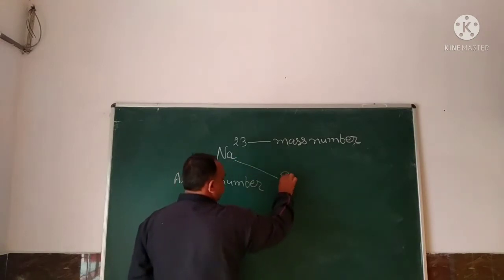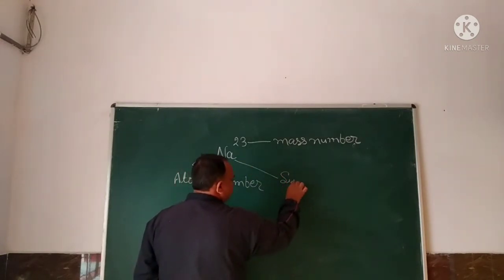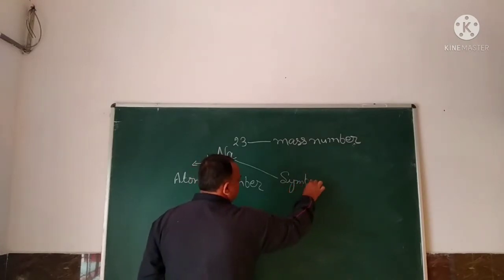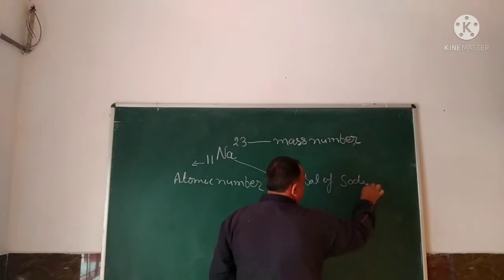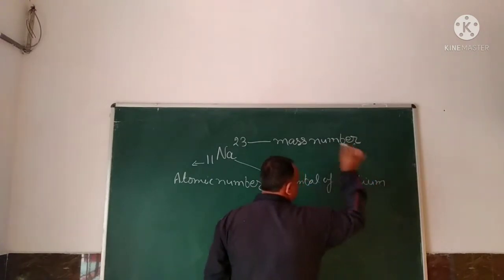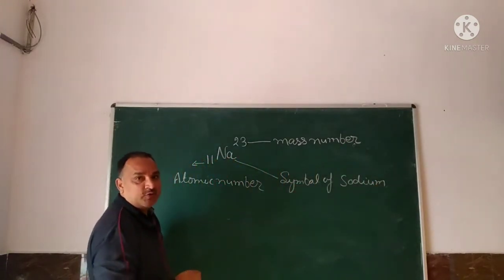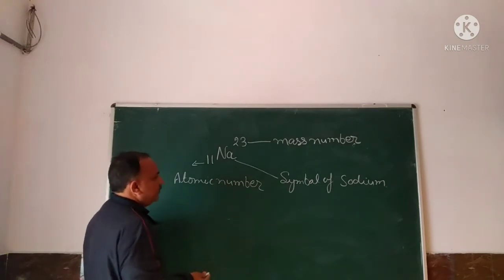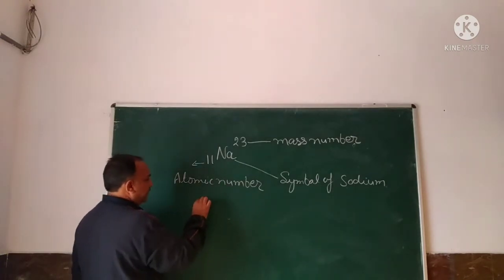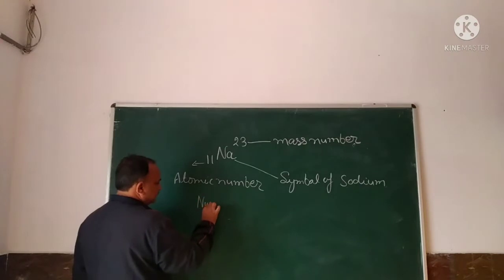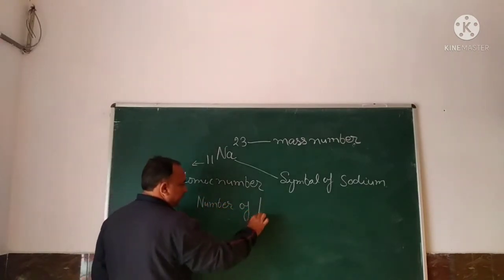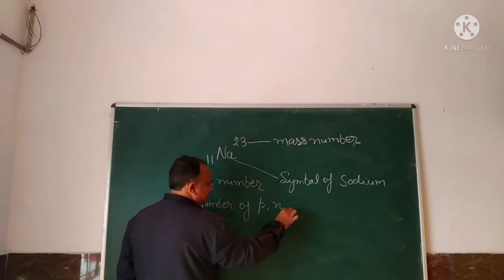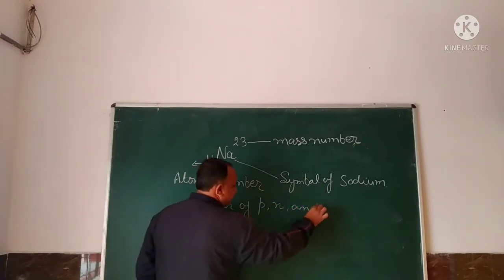That is the symbol of sodium. Everyone knows about that. Now we will see how we find out the number of protons, neutrons, and electrons.